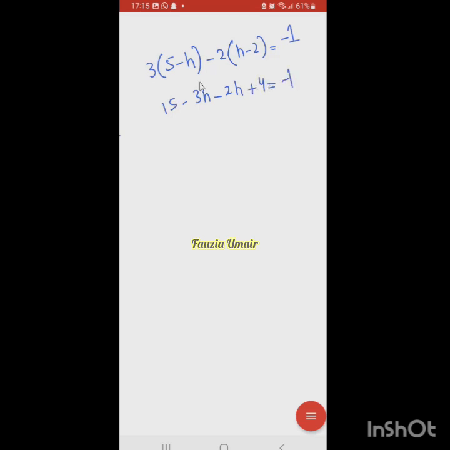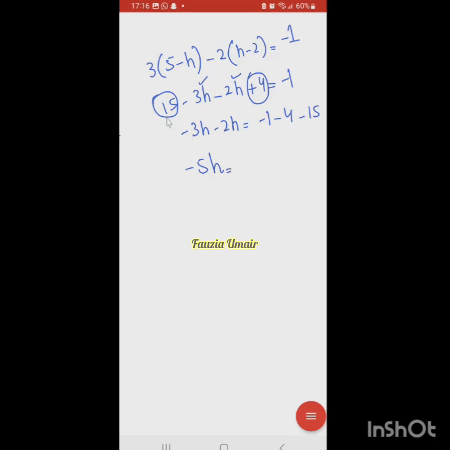So now this 3h and 2h are fine. So minus 3h minus 2h, and the rest of the numbers we will take on the other side. This plus 4, when it goes to the other side, will be minus 4. And this plus 15, when it goes to the other side, will be minus 15, right? So what is minus 3h minus 2h?